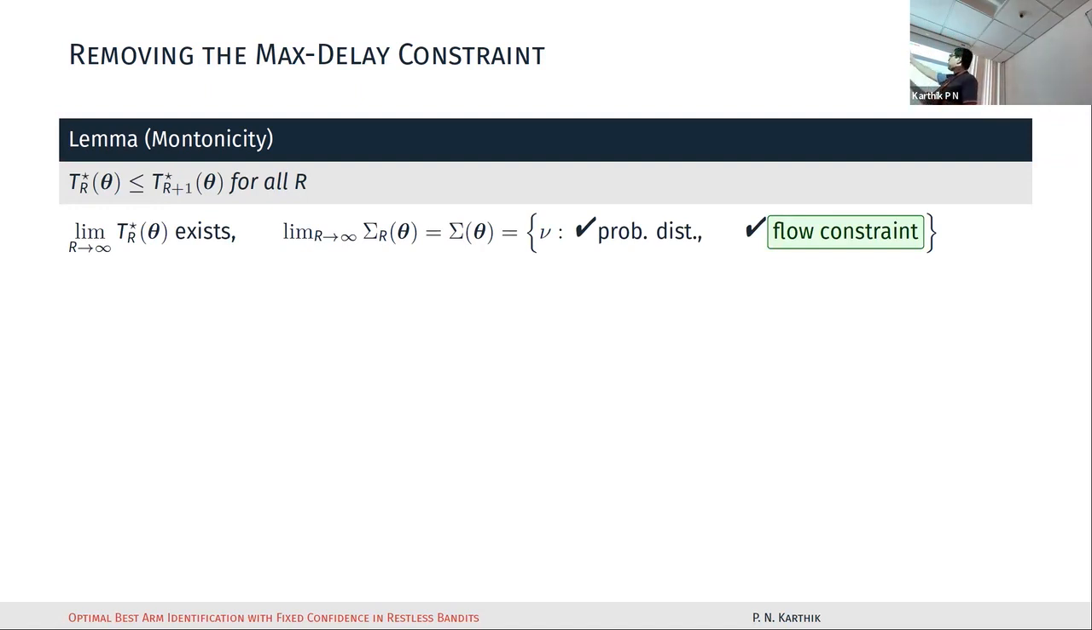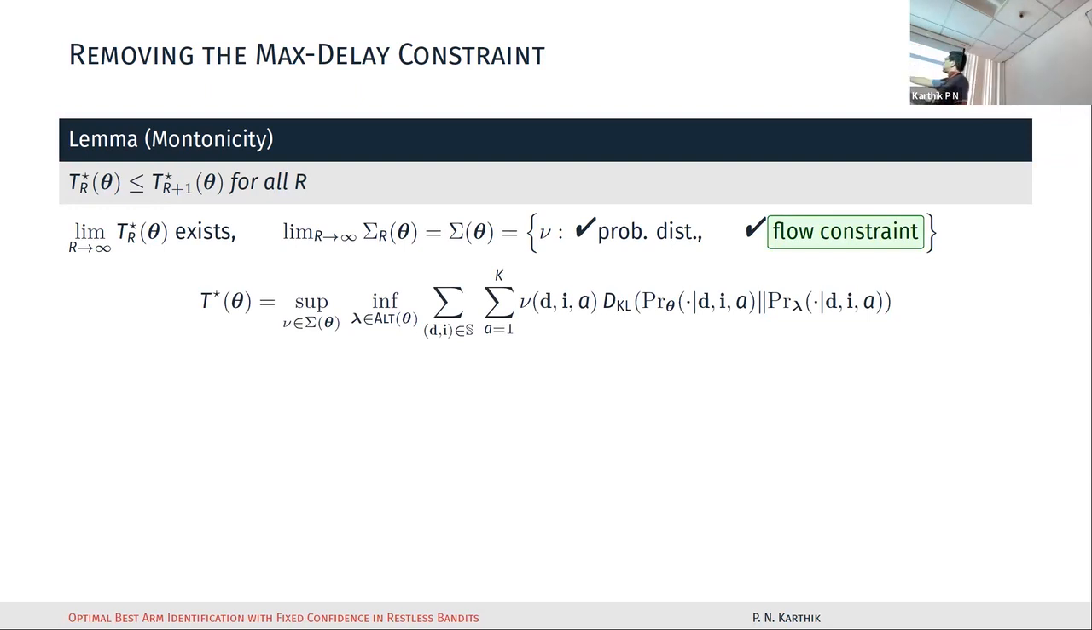The question is whether that limit is plus infinity or equal to this particular quantity, which is actually the problem hardness when there are no delay constraints. So in my whole analysis, if I were to remove that R and compute the lower bound, this is the lower bound. Here, this sum is over a countable state space. Earlier, this sum was over a finite state space based on the R. Now, this is a sum over a countable state space.